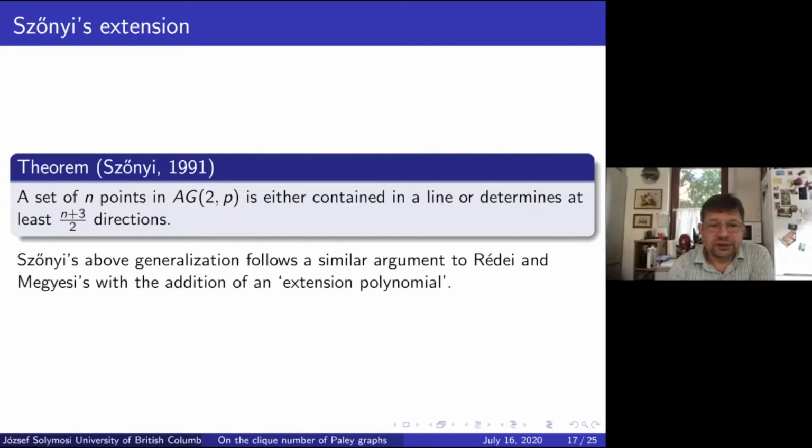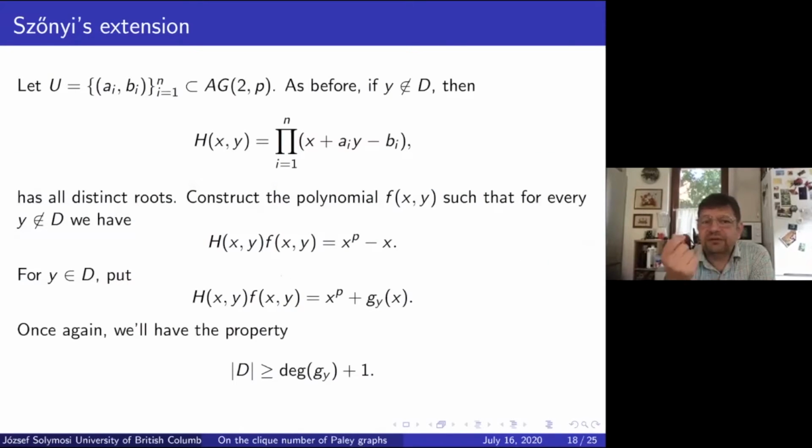So Szönyi extended it. If we have n points, you still have this property that all the coefficients, if you substitute a y which is not a direction defined by your set, then you have this x plus something, and these somethings are all distinct. So you have a fully reducible polynomial. So all the roots are distinct as f(x).